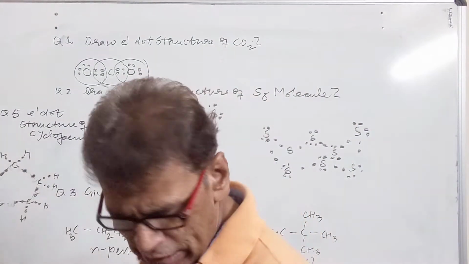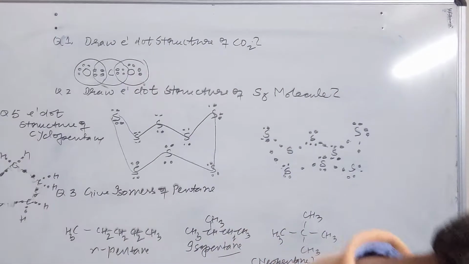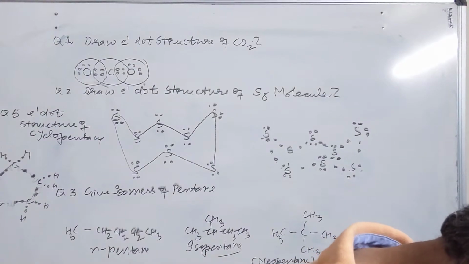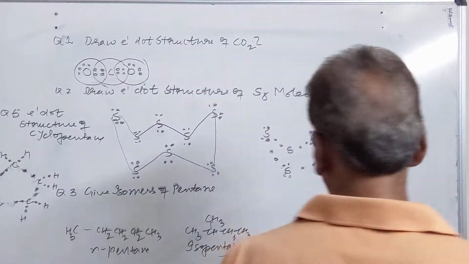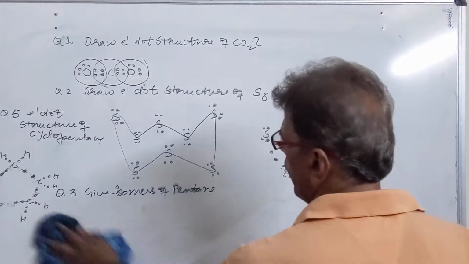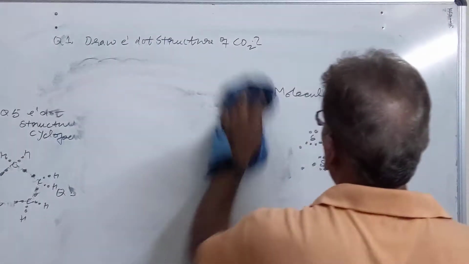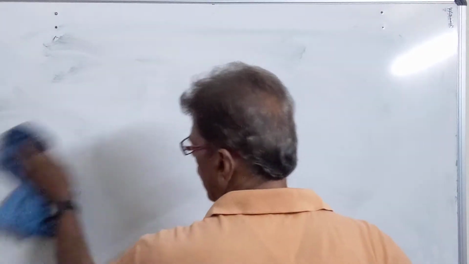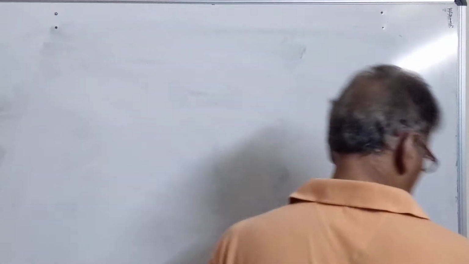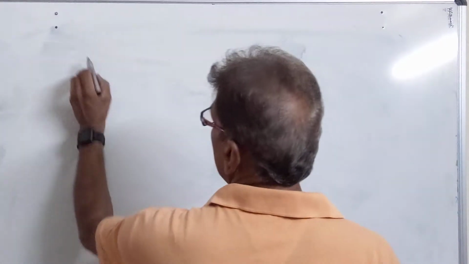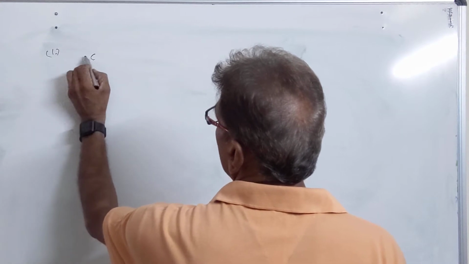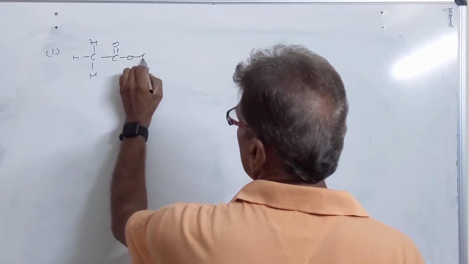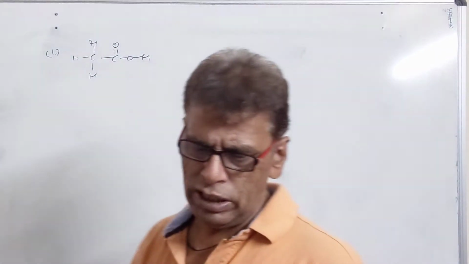First is ethanoic acid. Now ethanoic acid, as we know, is CH3COOH. Draw the structure of ethanoic acid. It will be CH3, C double bond O, OH. This is ethanoic acid, a 2 carbon carboxylic acid.